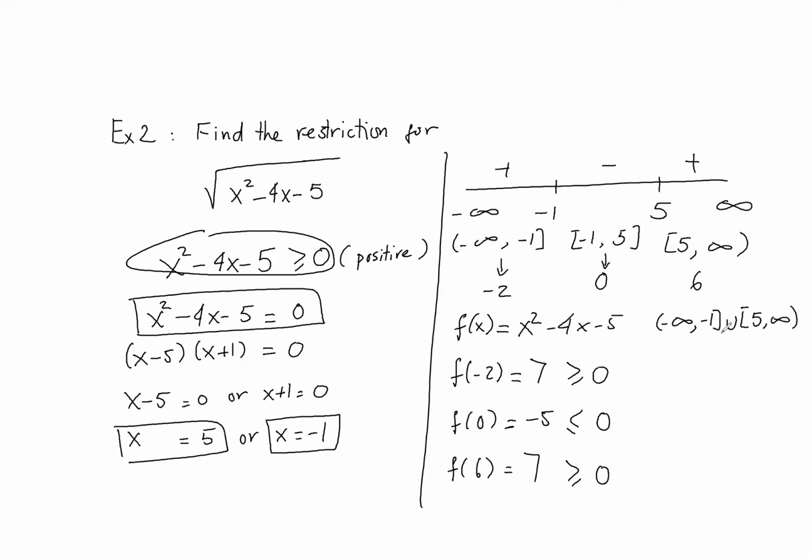The brackets mean we want to include the endpoints. In this case, it's negative 1 and 5. If you don't want to include the endpoints, you will use the parentheses. And we will have another video talk about that.